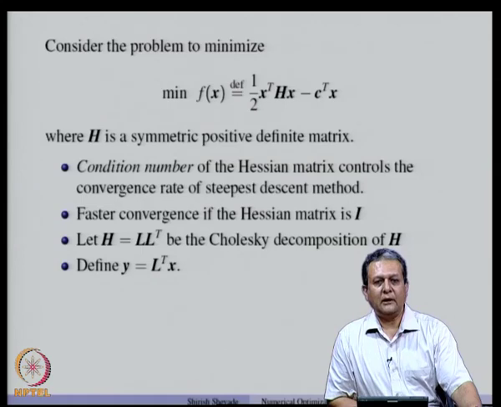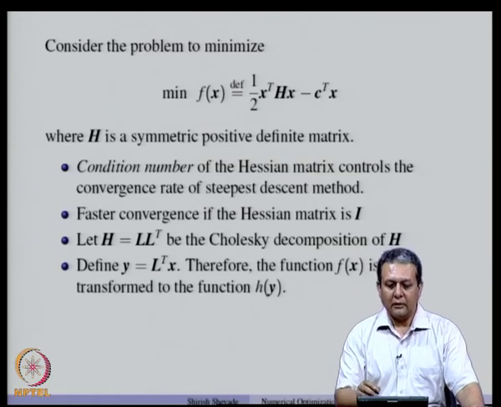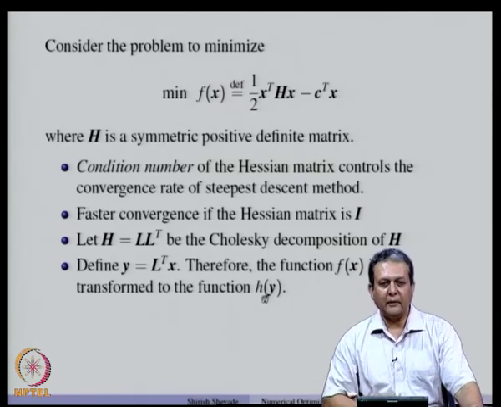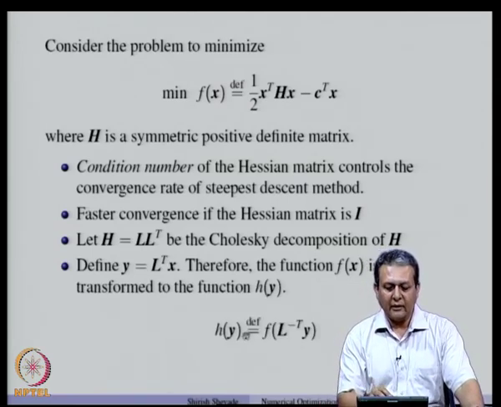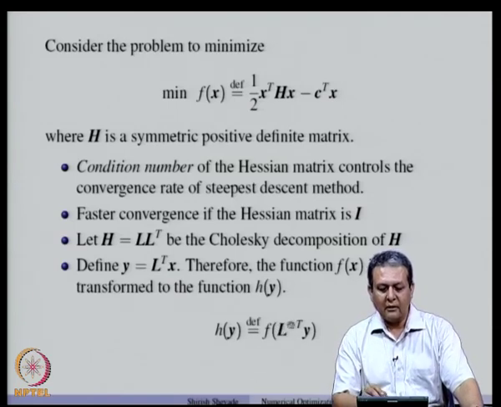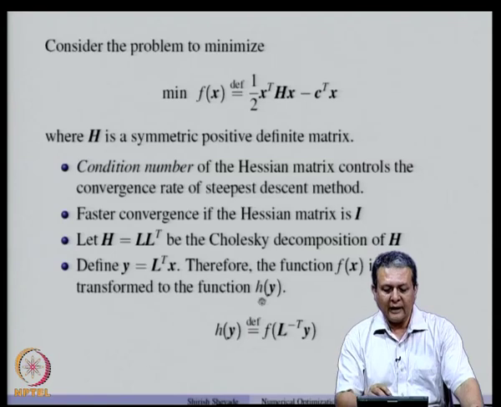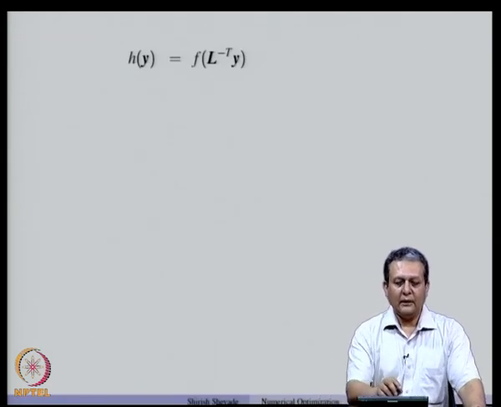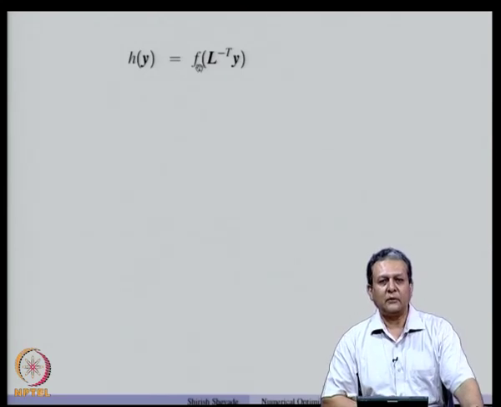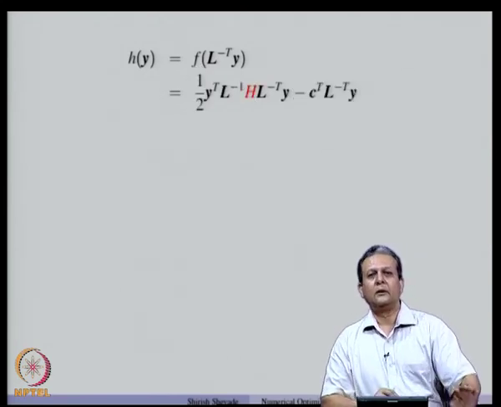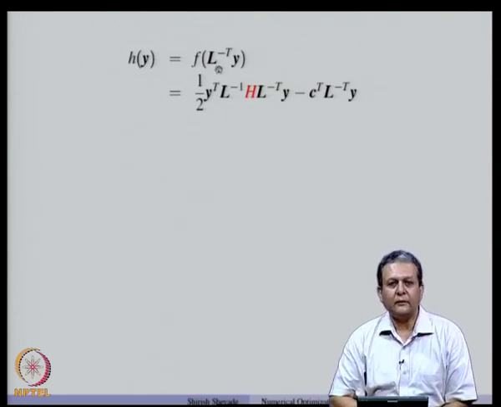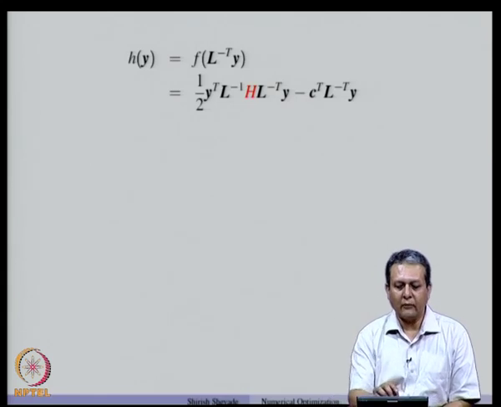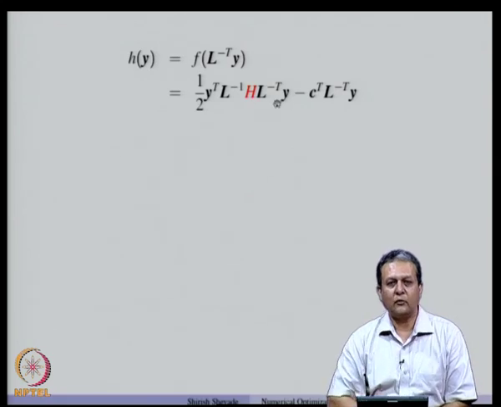Now, if we define y like this, then the function f of x gets transformed to the function h of y, and h of y is defined as f of x, where x is nothing but L minus transpose y. So h of y is nothing but f of L minus transpose y, and now if we apply the usual definition of f of x, what we get is y transpose L inverse H L minus transpose y.